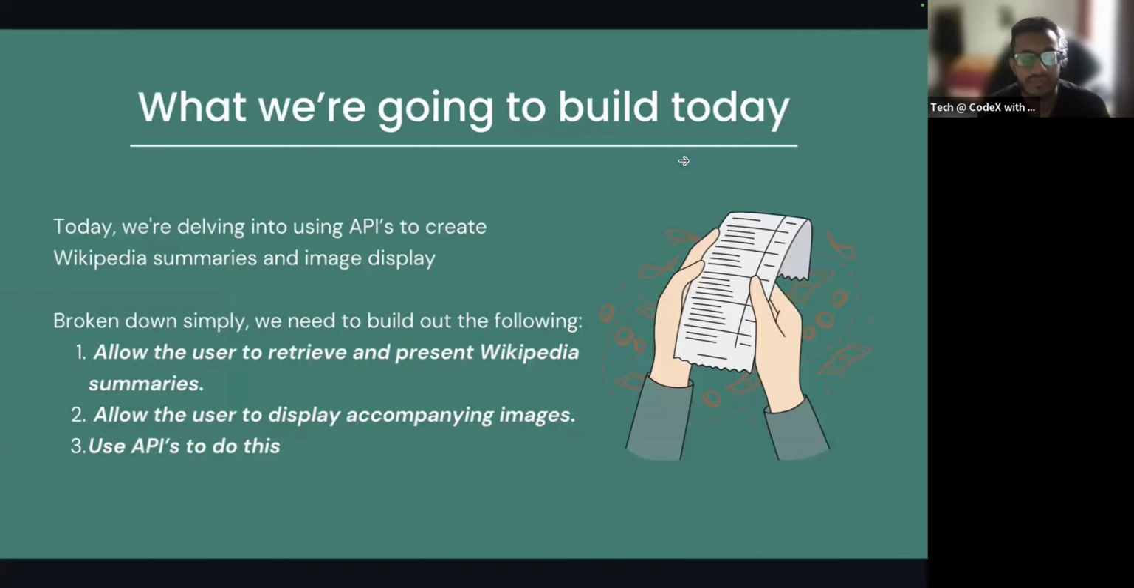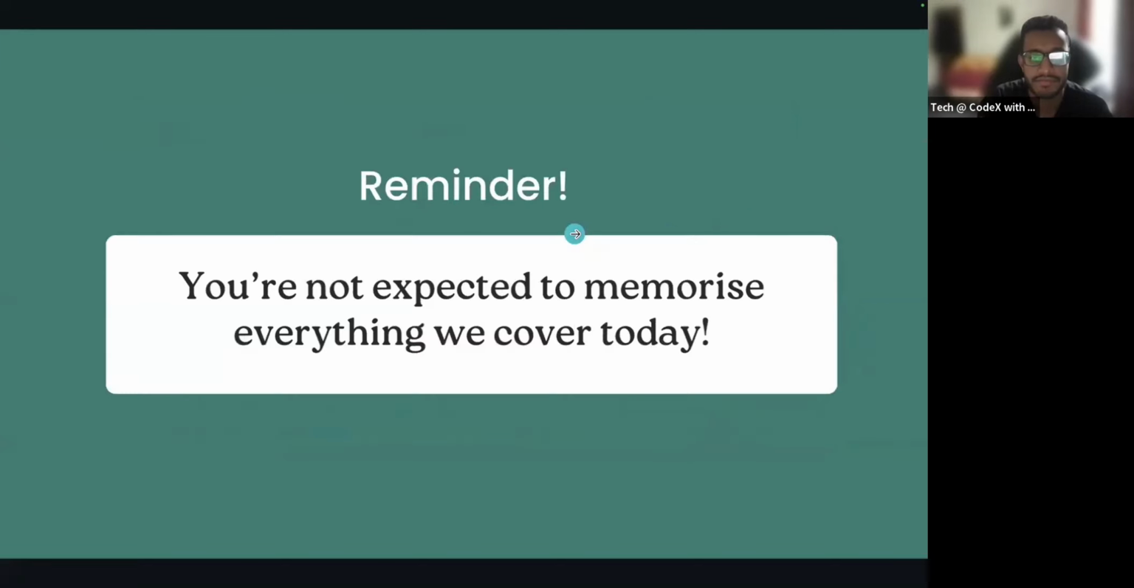So what we're actually going to build, we're going to break it down. We need to allow the user to retrieve and present a Wikipedia summary. We're going to ask them to enter a topic they're interested in. We're going to fetch the Wikipedia article for it, produce a summary of the article, and then allow the user to find an image that would go along with it. And then we're going to display it out to the user.